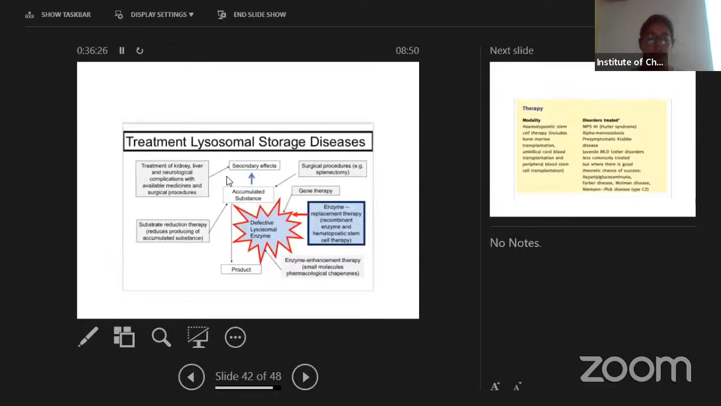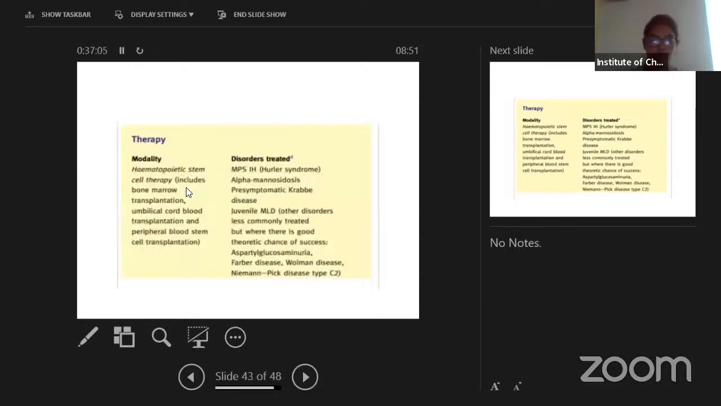Treatment of lysosomal storage disease. Lysosomal storage disease is caused by defective lysosomal enzymes. So enzyme replacement therapy and hematopoietic stem cell transplantation are the main therapies. Apart from that, gene therapy is also available, but not for all diseases. Symptoms due to accumulation of the substance should be treated with available medicine and surgical procedures. Substrate reduction therapy is also helpful to reduce the storage of the accumulated substance.